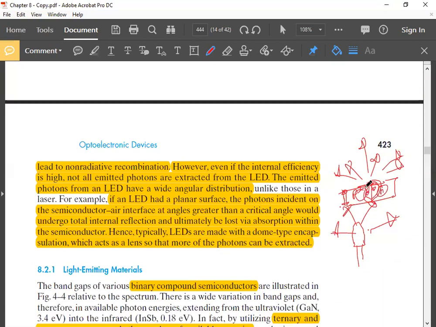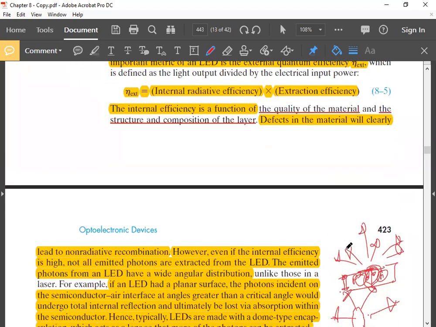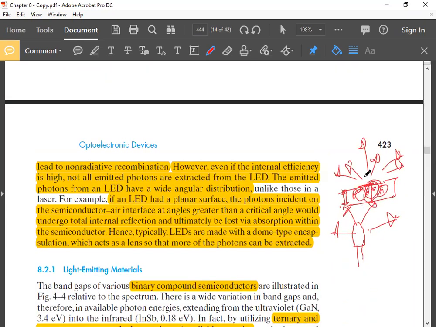How can we make sure that most of the photons generated within the semiconductor can come out in the light? That is the extraction efficiency. What is the percentage of photons that can be collected at the surrounding air, from the generated photons? In order to increase this extraction efficiency, instead of a planar surface, this kind of dome-shaped surface is used so that this total internal reflection is minimized.